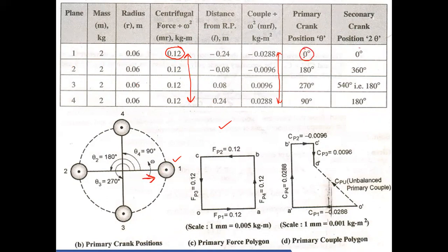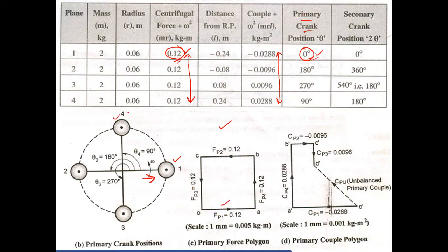We are considering the primary forces and couples, so for the primary crank angle you have to take 0 degree. What is the force? It is 0.12. You take some appropriate scale, because we are dealing with 0.12 kg meter. So you take a suitable scale and draw here. So 0.12, and the direction is 0 degree, so horizontal, this one.